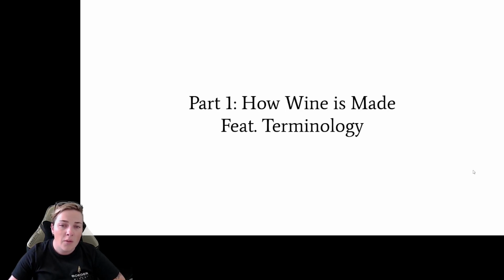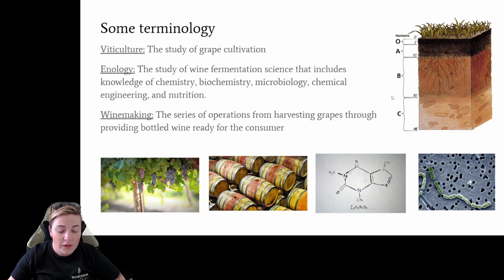So part 1, how wine is made, featuring some terminology. So viticulture is the study of grape cultivation. So anything to do with the vineyard, the vines, the plant biology, fertilizers, grape development, soil science. There's a lot that goes into it, right? So that's viticulture. It's grape cultivation. Enology is more specifically fermentation science. It's more of the winemaking side of things, right? So study of fermentation science that includes knowledge of chemistry, biochemistry, microbiology, chemical engineering, and also nutrition.